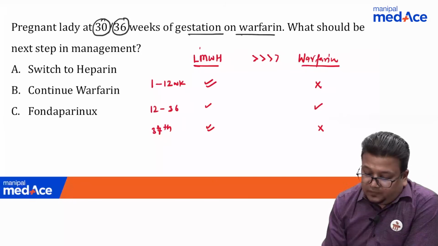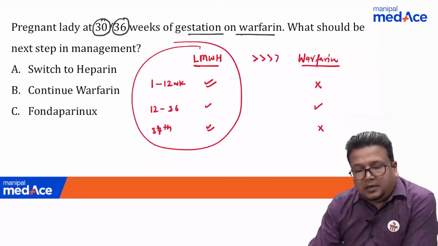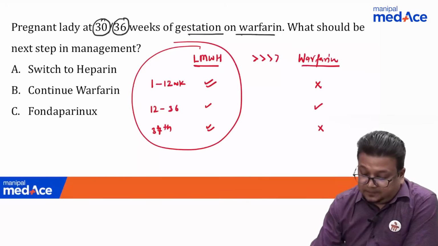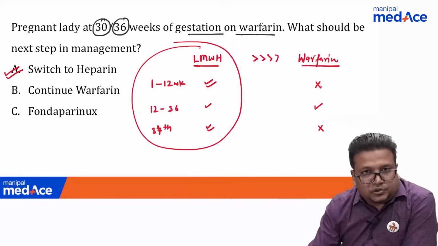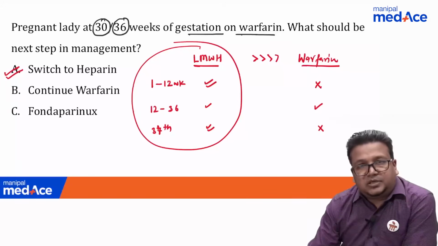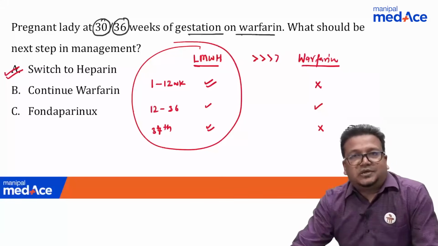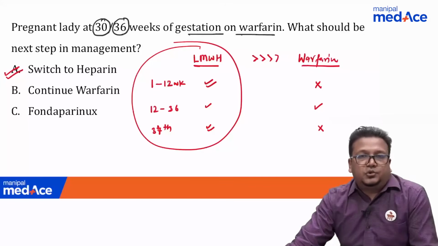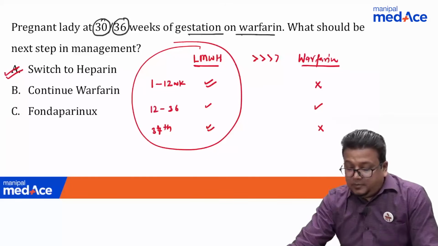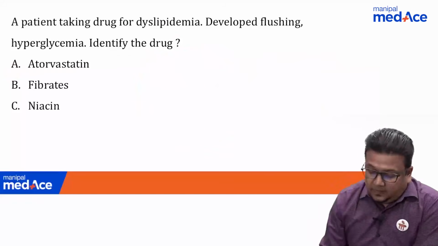Now, out of anything, the preferred is low molecular weight heparin in any trimester, any week in pregnancy. So whenever you get such a question, if the option says switch to heparin, it is the best answer. It does not matter if the patient was at 30 weeks or 36. If the question is asking what should be done, switch to low molecular weight heparin, because that has the safest anticoagulation profile in pregnancy.